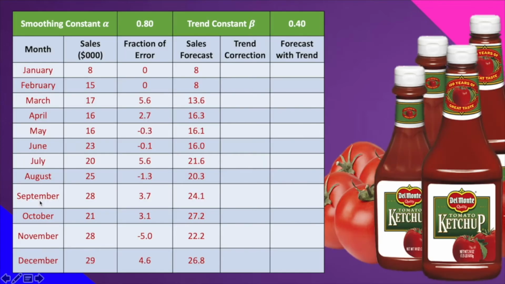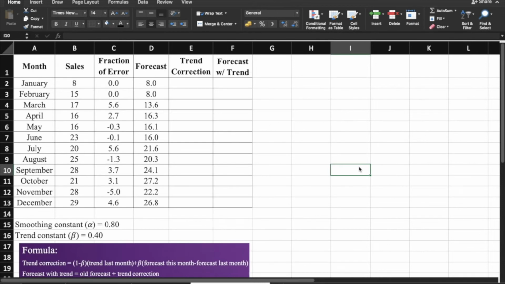Okay, so I think this will be tedious if we were going to compute this manually. And actually, starting on this topic, if it is okay with you, we will use Microsoft Excel for these forecasting models. So let's go to our Microsoft Excel. So here we are on our Microsoft Excel, and as you can see, guys, I have already input our given sales, the fraction of error, and the forecast. So we're going to compute the trend correction and the forecast with trend.